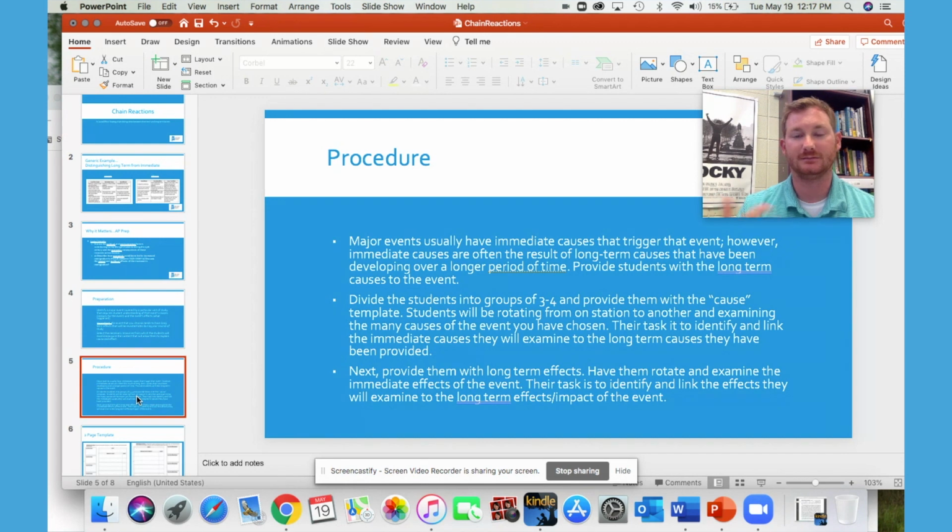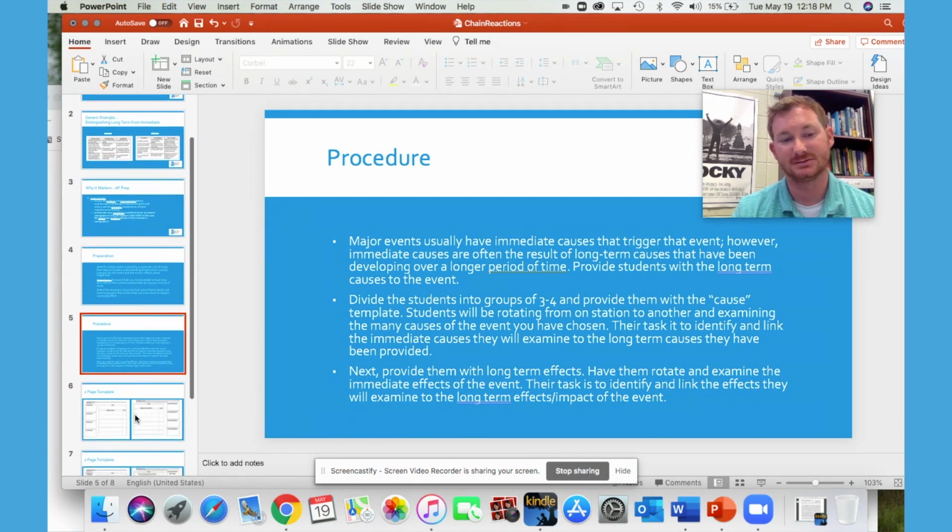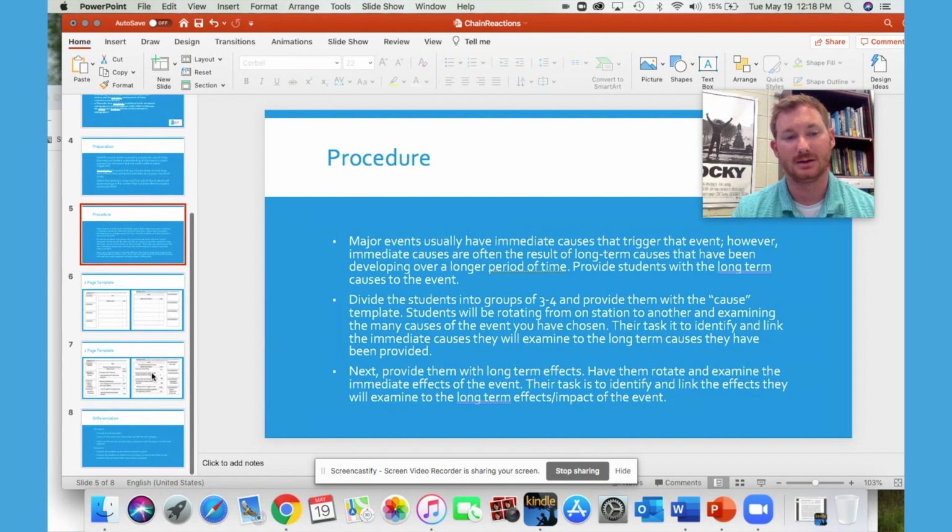Then, after you have discussed that, you give them the effect template and have them rotate around the room and do the same with the effect template. So you've provided the long-term effects of whatever event you're studying, and they're to rotate around the room and link the immediate effects to the long-term effects. And so the strategy helps them to understand the cause and effect to the event that you're studying.